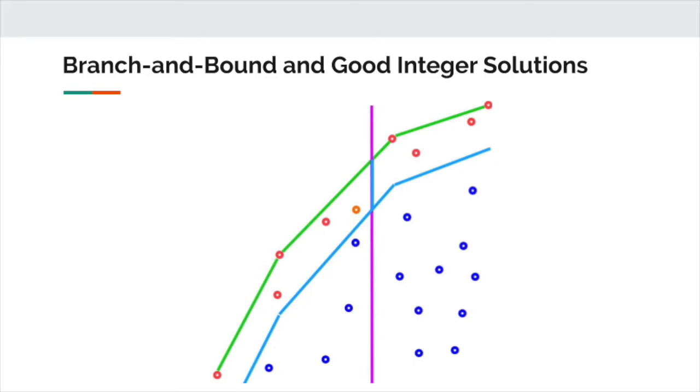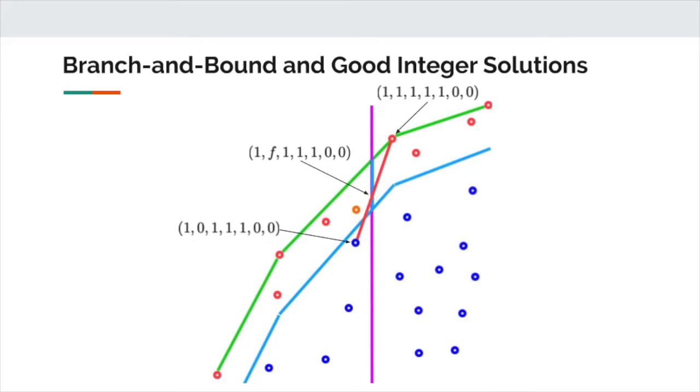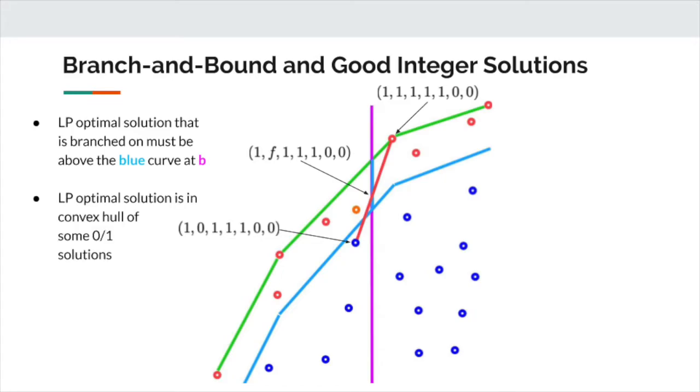So here's a zoomed in picture. And now we consider an LP optimal solution that we see during the course of branch and bound that's actually branched on, all right? And it has this one fractional component. And we note that in this picture here, it must be in the convex hull of these 2 0, 1 solutions, okay? And here's another example. So we note 3 things. An LP optimal solution that is branched on must be above the blue curve at this pink line B. And it must also be in the convex hull of some 0, 1 solutions.